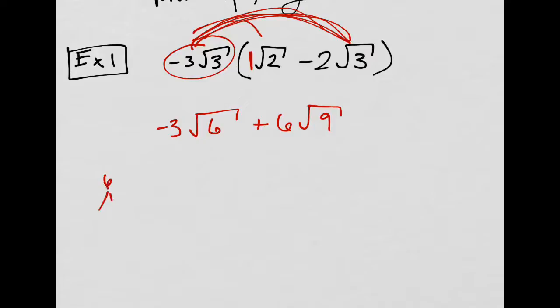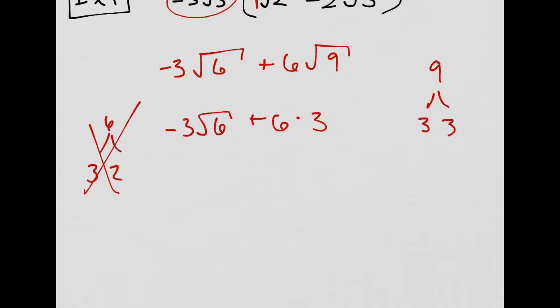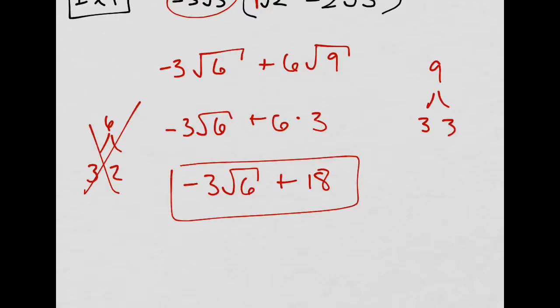I already know that I can't break down 6 into anything fancy, so that's just done. What about 9? I can break that into 3 and 3. Actually, the square root of 9 is just 3. So I have negative 3 root 6 plus 6 times 3, because square root of 9 is 3. So you have negative 3 square root of 6 plus 18. And that's it. That's all you got to do.